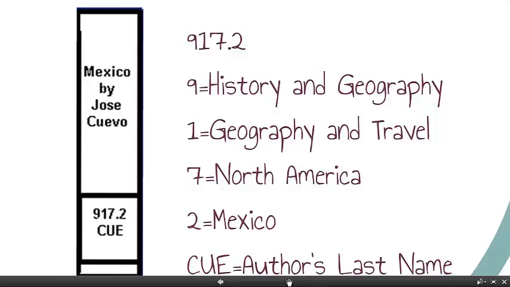Now let's look at one book in particular. On the spine label of this book, that's the part that you see when it's on the shelf, you'll see the Dewey Decimal number. This one is 917.2. The first number is 9. The 900s means that the book is in the geography and history section. The second number is 1. That means it's in geography and travel. The third narrows it even more to North America, and the point 2 means it's specifically about Mexico. The CUE stands for the first 3 letters of the author's last name.